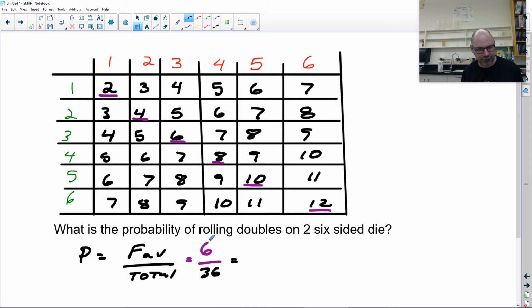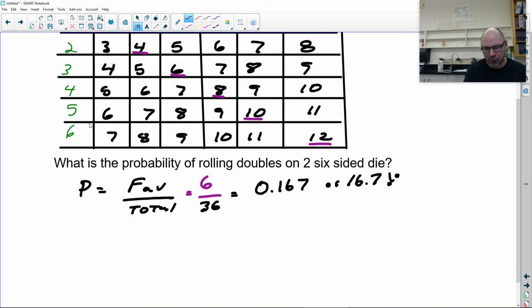Okay, that's 1 over 6 if we divide the 6 out. And if we go 6 over 36 to get a percentage, we get 0.167 or 16.7%. Okay, that's for that.